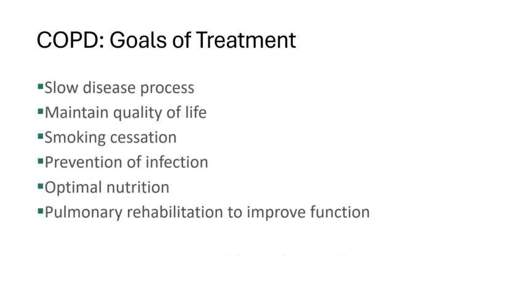So what are the goals of treatment? We want to slow the disease process and maintain the patient's quality of life. Definitely we want them to stop smoking. We want to prevent infection because infections cause exacerbations, correct? We want to make sure they receive optimal nutrition and receive pulmonary rehab to improve lung function. The major goals of treatment with COPD are to slow the disease process and maintain their quality of life. And although medications such as bronchodilators, corticosteroids, and antibiotics are part of the treatment, there are some non-pharmacological measures that have just as much impact. Stopping smoking is a major impact for these patients.